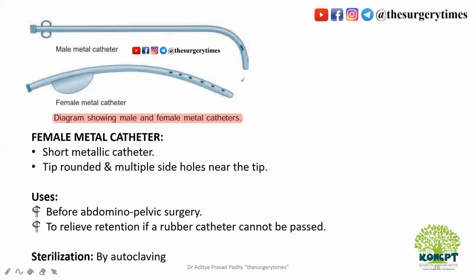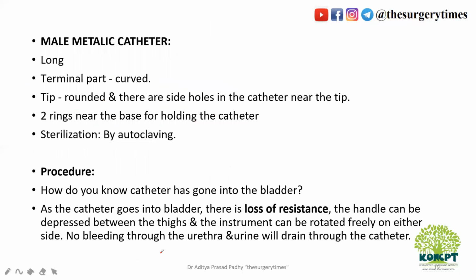Next is the metallic catheter, female and male. This one is female, this one is male. You can see the male metallic catheter is quite J-shaped, whereas the female metallic catheter is just curved or C-shaped. The female metallic catheter, you can see, is shorter, and the tip is rounded. Multiple side holes are present near the tip. It is used before abdominopelvic surgeries to relieve retention easily. Sterilization is by autoclaving, whereas male catheters are also sterilized by autoclaving, and these are long.